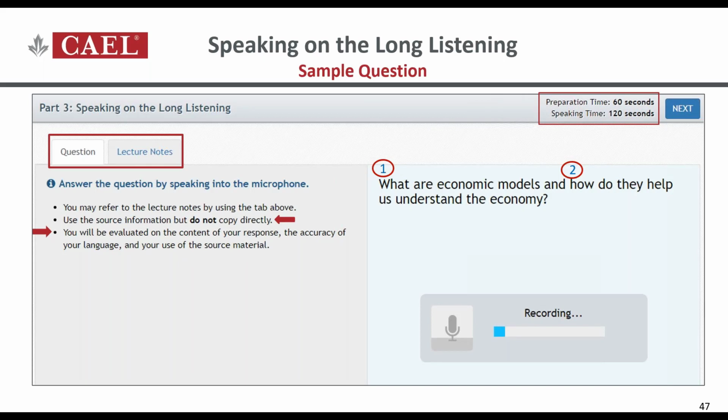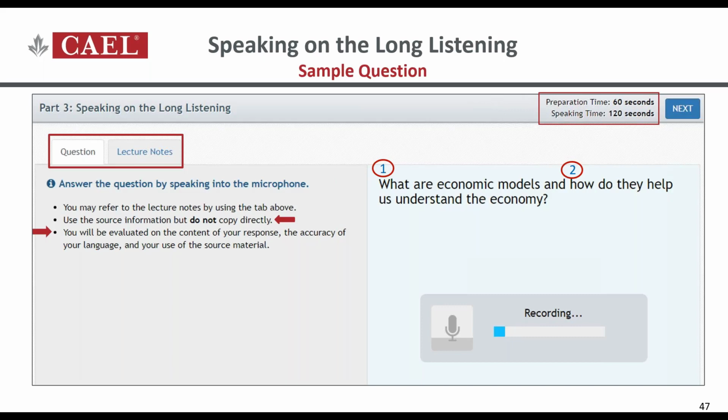The other important thing is that the question is actually in 2 parts, which is what Daniel was saying. In part 1, the question says, what are economic models? In part 2, it says, how do they help us understand the economy? So it's very important to answer both of those things when you're speaking. If you only talk about number 1, for example, and you just talk about what the economic models are, actually you would lose points for task fulfillment. You would not have answered all of the question. So it's very important to say what they are and also how they can help you to understand the economy.